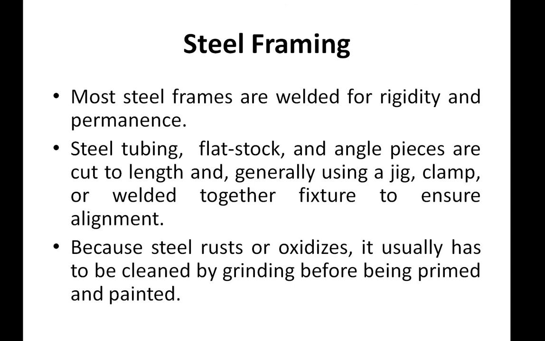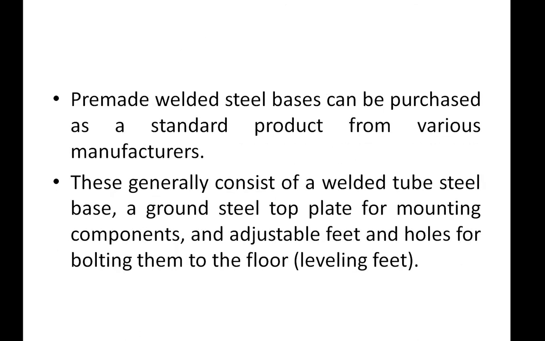Now another is steel framing. Most steel frames are welded for rigidity and permanence. Steel tubing, flat stock and angle pieces are cut to length and generally held using a jig, clamp or welded together in a fixture to ensure alignment. Because steel rusts or oxidizes, it usually has to be cleaned by grinding before being primed and painted. If it is steel, it can rust, so it has to be primed and painted before using. So this is for the steel framing.